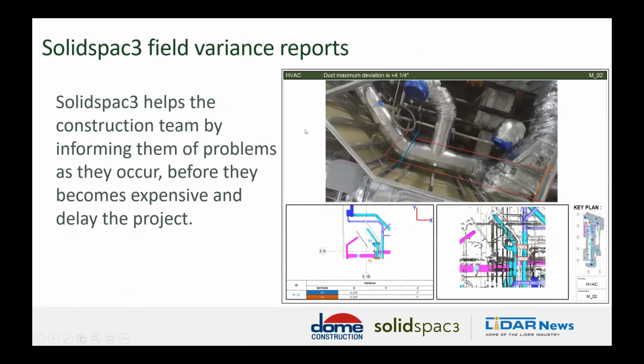So this is what it looks like. So this is a typical example of a variance report. So Solidspace helps that construction team while they're there on site in the area, informing them of the problems as they occur and before they become expensive and start delaying the project. So variance reports are created with easy to understand visual images that inform the contractor where the issue is, what is the deviation, and how to correct it. So you can see it on the slide here with the different views of the variance part, telling you where it is, and what to do about it.